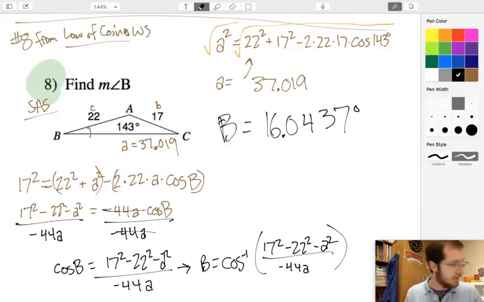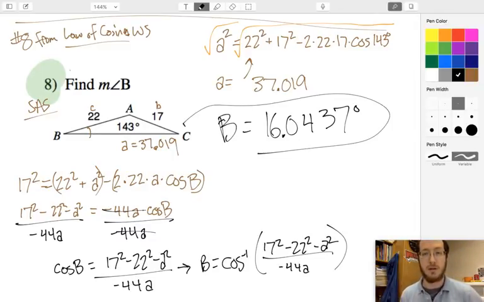16.043.7, and if you follow the directions on the sheet, it says round to the nearest tenth, so that'd be 16.0 degrees. Okay, and if you wanted to solve the whole triangle, subtract our new angle B and 143 from 180, and that'll give you angle C.